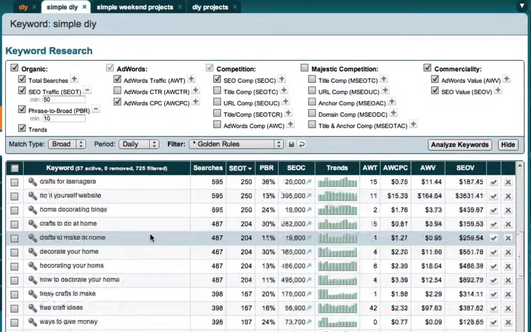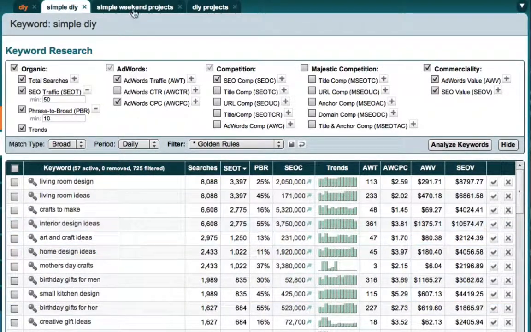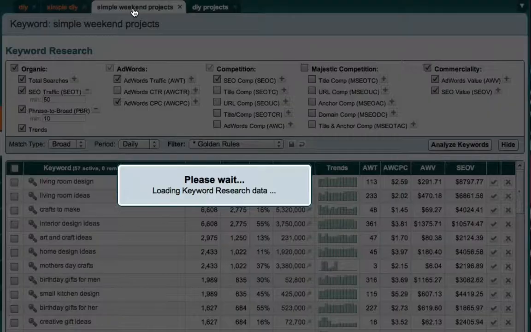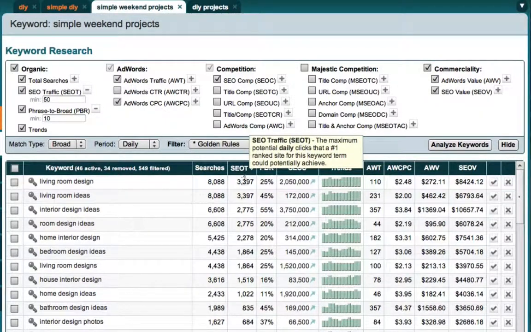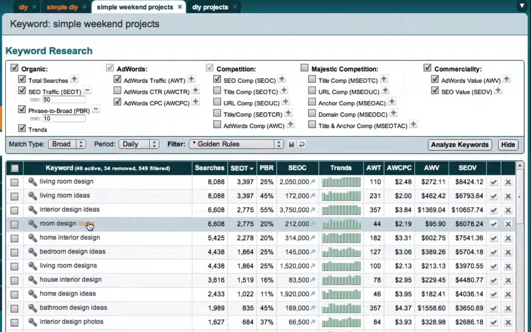Now let's look at simple weekend projects and see what they come up with. I already did all the filtering and all that stuff. I'm down to 46 keywords in this one. Now look at the keywords here. I did the same thing, in order from SEO traffic, from the most to the bottom. But look at the stuff here.